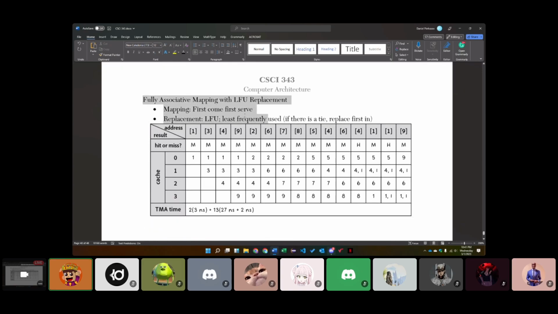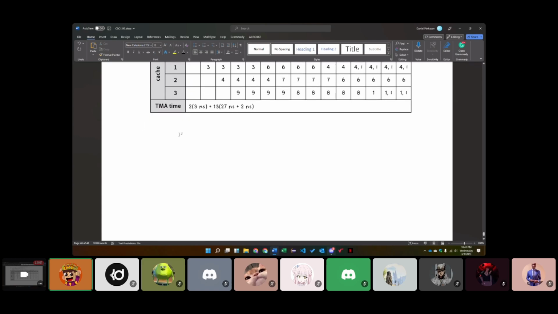And then there's set associative with all of the replacement policies. But set associative is the same as fully associative, except you divide the cache into sets. The way you know which set it's going to is the memory reference mod the number of sets.